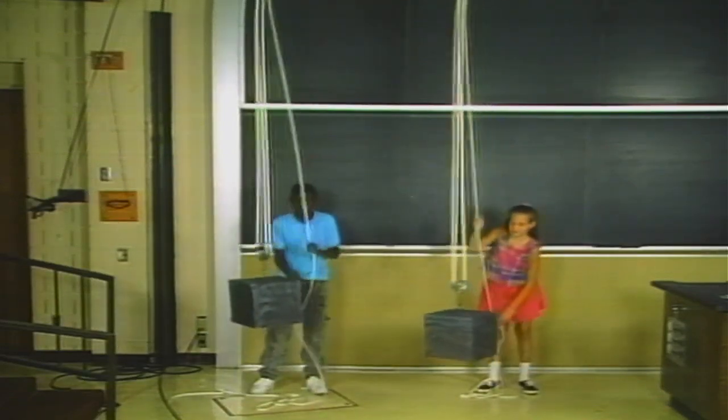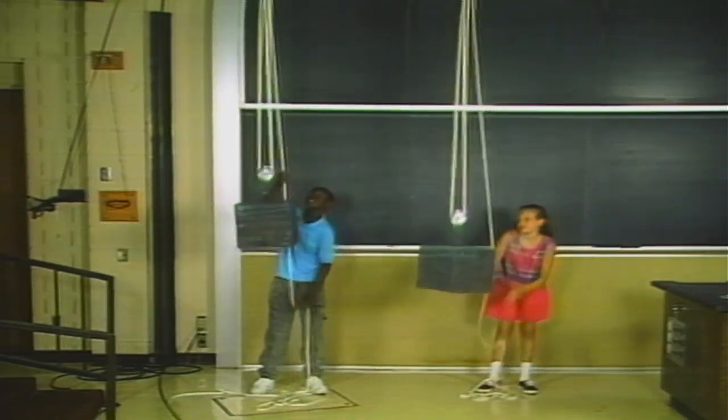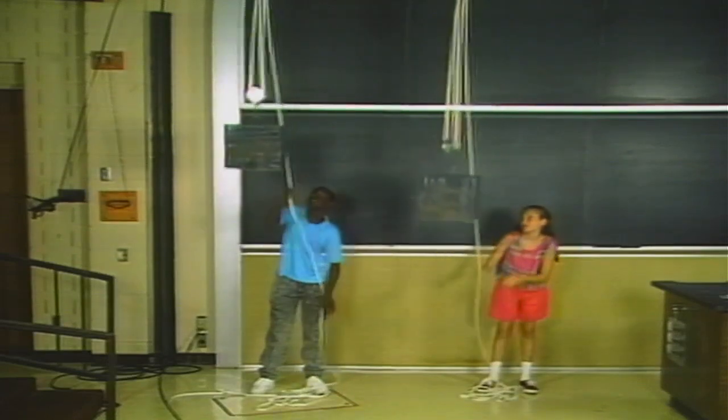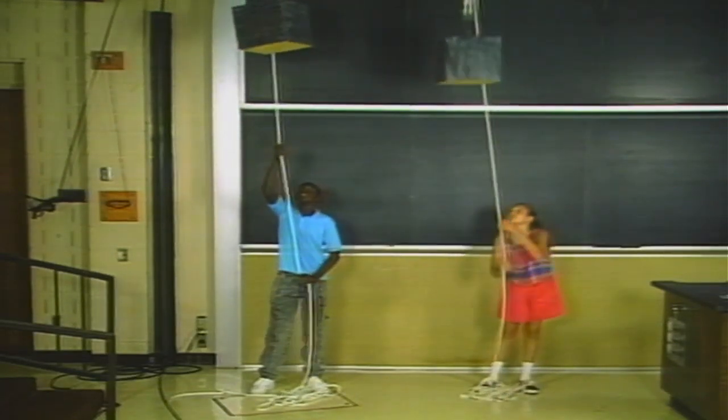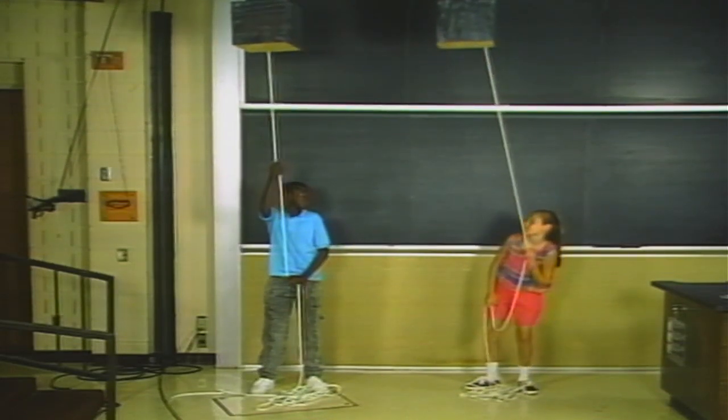Brian is lifting the block much faster than Karen. Because Brian is more powerful, he works faster. But they are both doing the same amount of work. Power is the rate at which work is done.